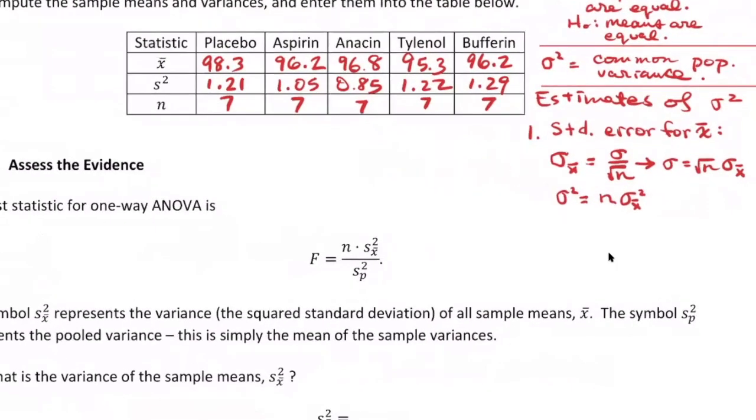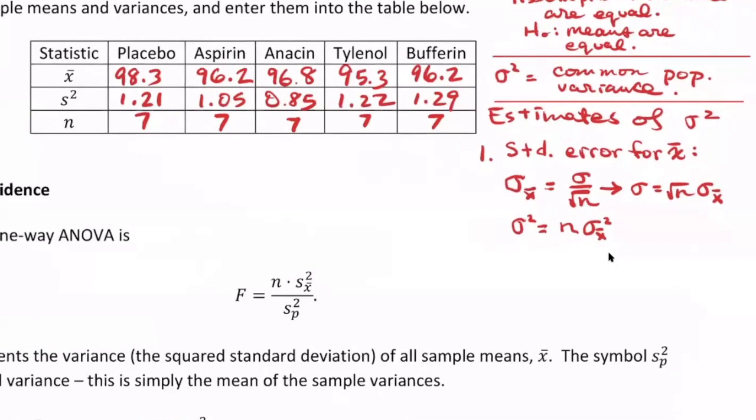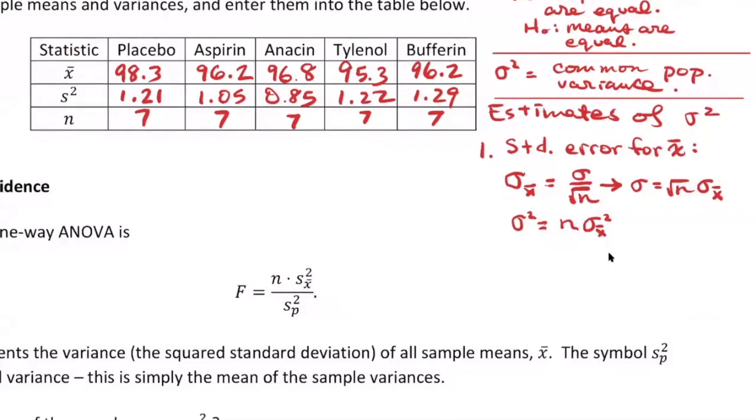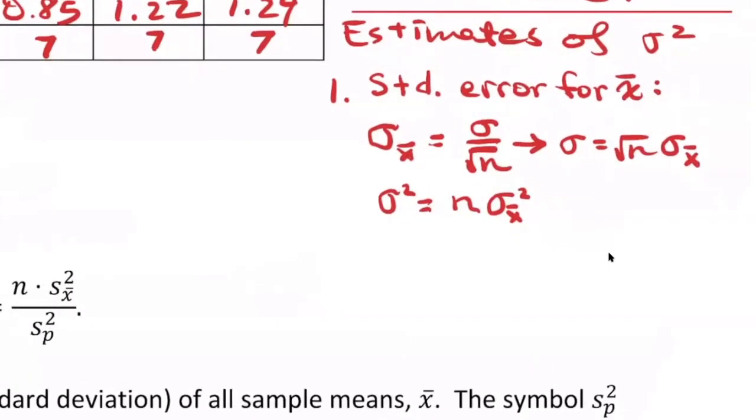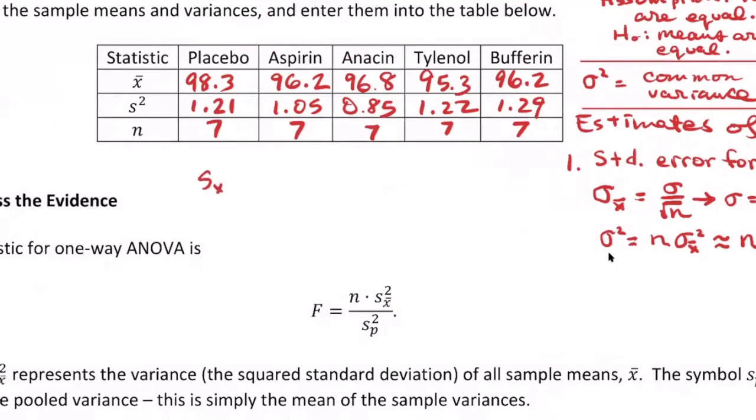It'll be 7. The variance of the sample means, that's all sample means. I can't do all sample means, but I could do 5 of them. I've got 5 sample means, so why not use the sample standard deviation and say this is approximately n times the sample standard deviation of the 5 sample means that I have above. Maybe I'll make a note here that s X bar is going to be the standard deviation of the X bar values up above.